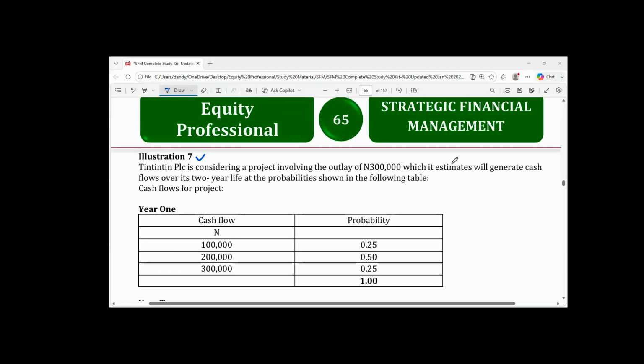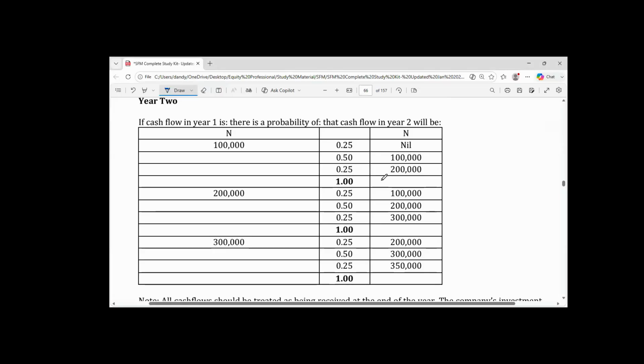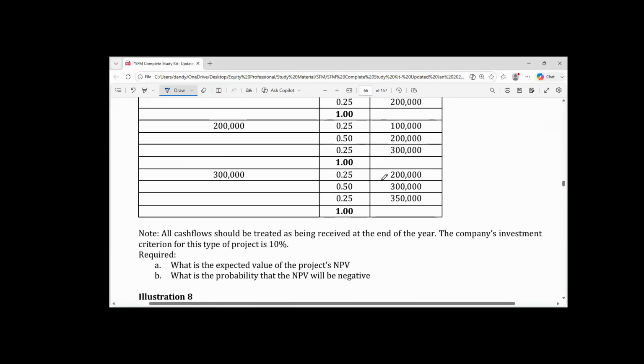Tintin PLC is considering a project involving the outlay of 300,000 naira, which it estimates will generate cash flows over its 2 years life at the probabilities shown in the following table. You have cash flows for the project, you have year 1, year 2. Note, all cash flows should be treated as being received at the end of the year. The company's investment criterion for this type of project is 10% required. What is the expected value of the project NPV, and what is the probability that the NPV will be negative?